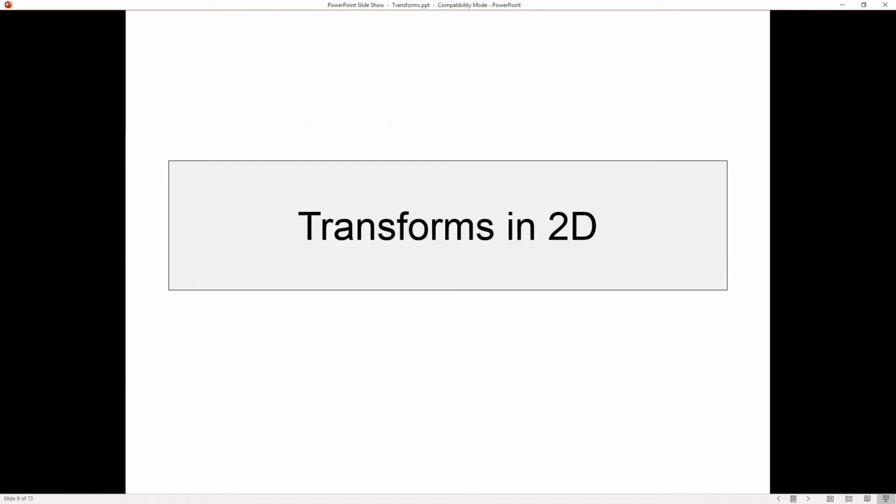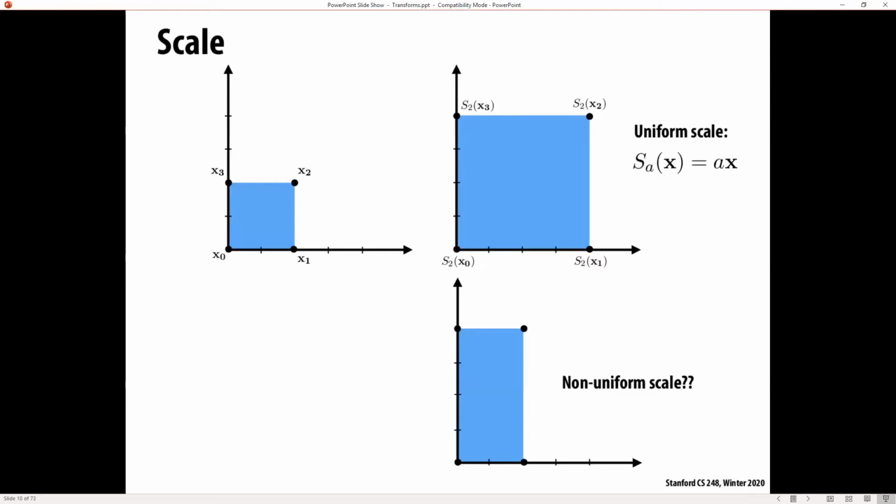So let's take a look at some of these transformations. Let's look at scale first. Scale is a really easy one to think about. If we have some vertex, let's consider this vertex here at position x, we want some function scaling, which gets to this new position x2.